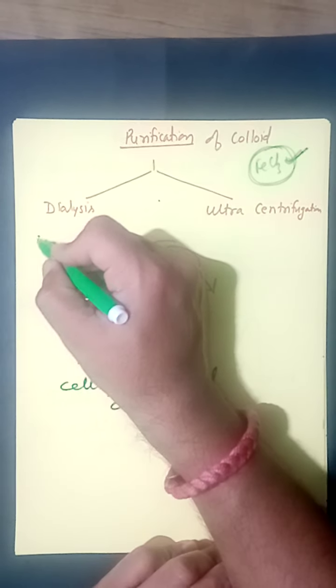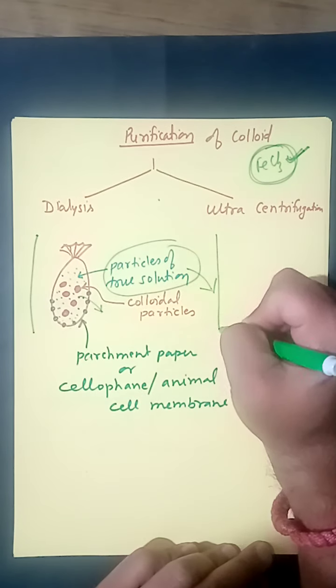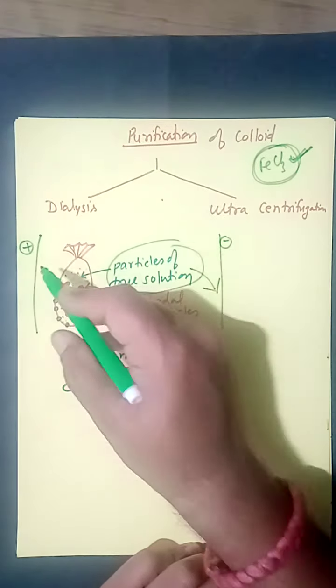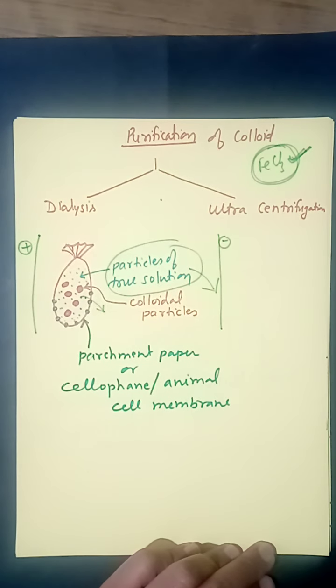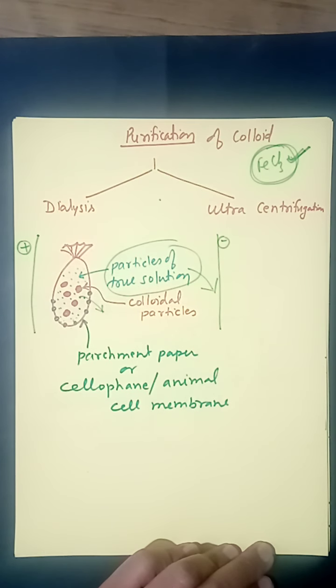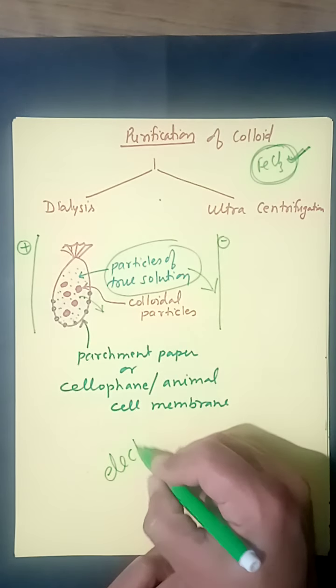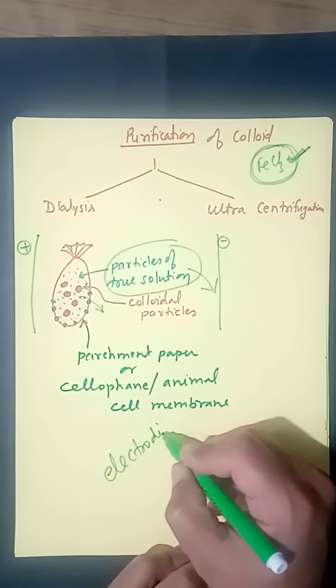Now if you want to speed up the process, you need to use electrodes, plus and minus. This electrode will pull opposite charge ions, and that's why the process becomes faster, and now the process is also known as electrodialysis.